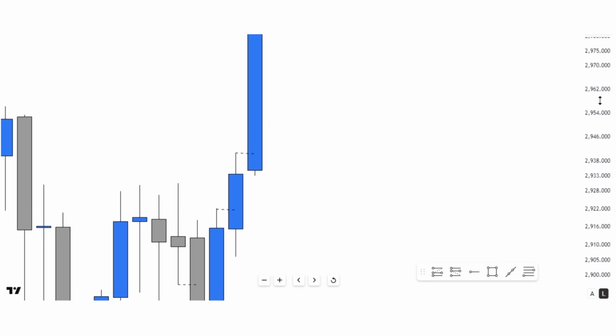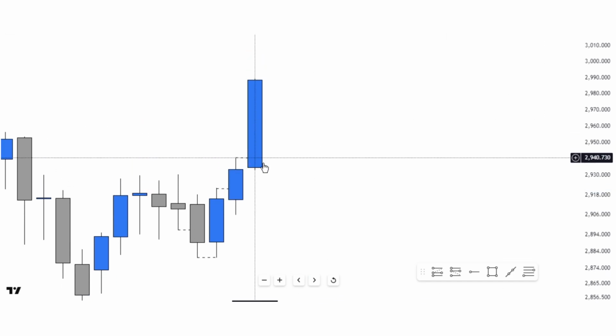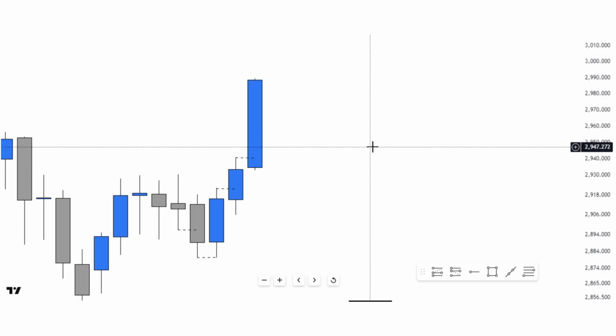And what does price do? Price closes above this prior day high. And it goes on and on and on. So once you get the idea of how it is, you can understand it all.